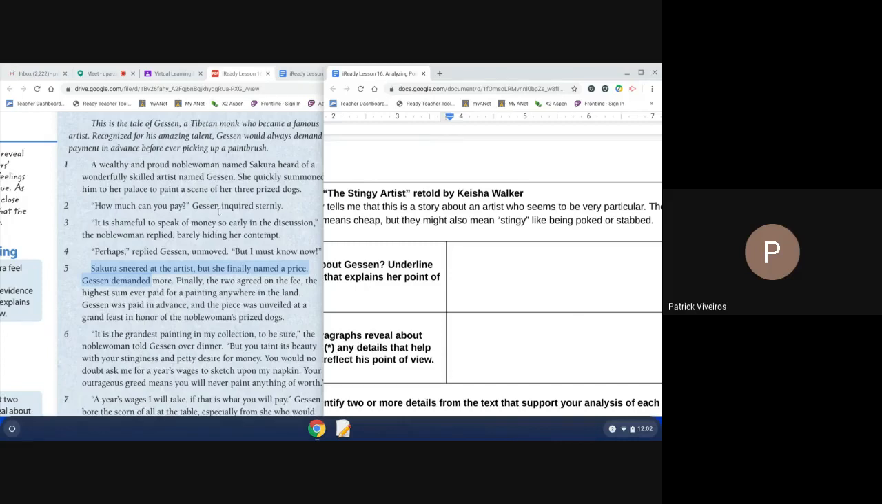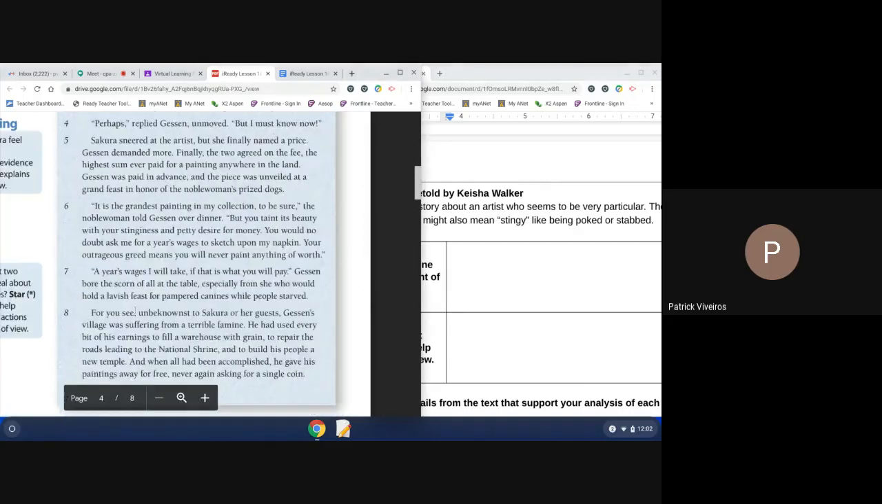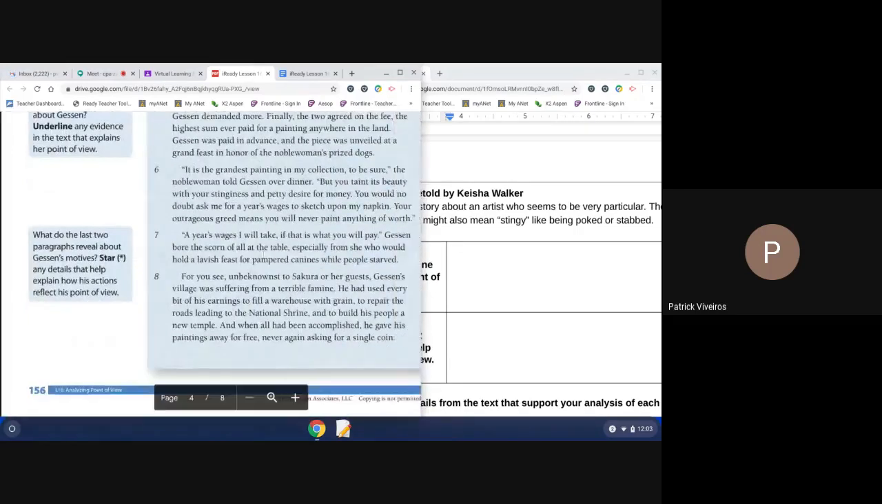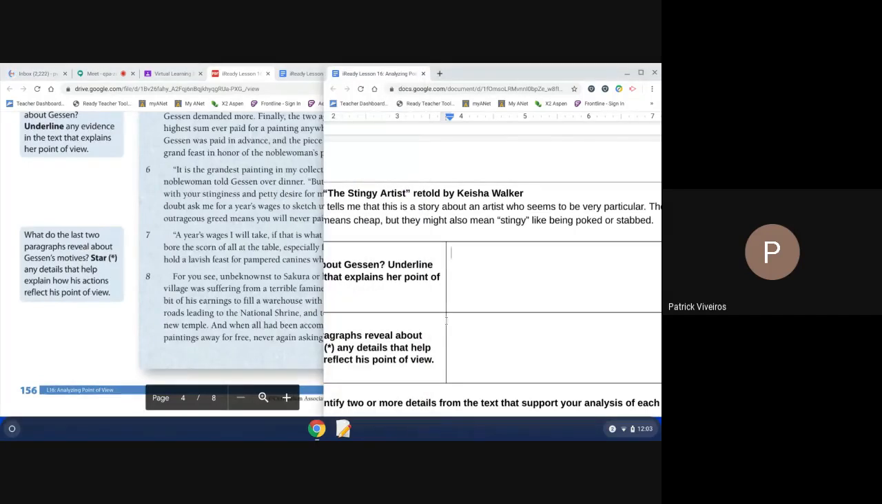Furthermore, she says here in paragraph 3, it is shameful to speak of money. So again, she kind of shames him for bringing up money right away in this negotiation or sale of art. So I'm not sure why my writing's not typed, but I'm sure it'll catch up.